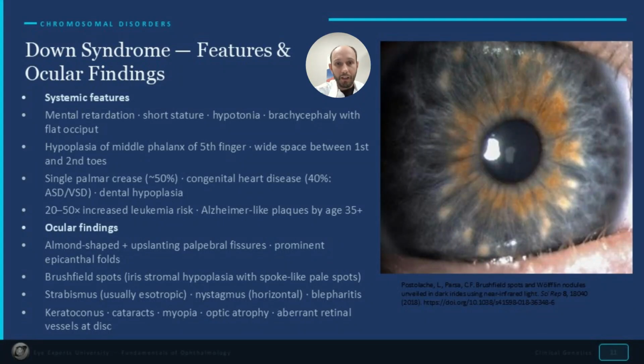Clinical features of Down syndrome typically manifest with developmental delay, mental retardation, short stature, hypotonia, and a flat occiput, which is the back of the head. There's some finger hypoplasia. The crease on the palm is all the way across the hand and not up and down as in normal human development, possibly due to reduced motility in the hypotonia. Eye-wise, they have Brushfield spots, which are little white spots in the iris. They can have strabismus, nystagmus, and are predisposed to keratoconus and cataracts.